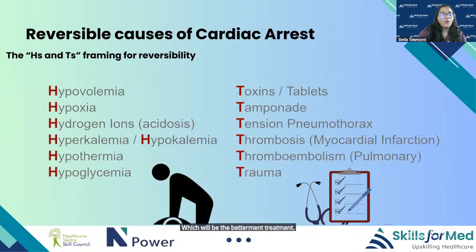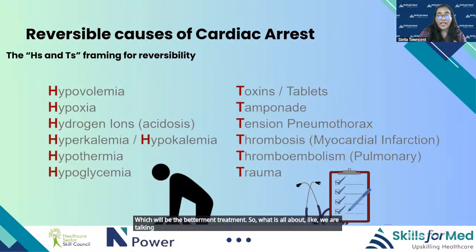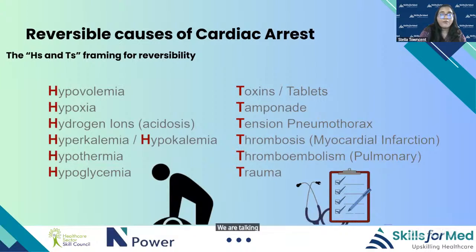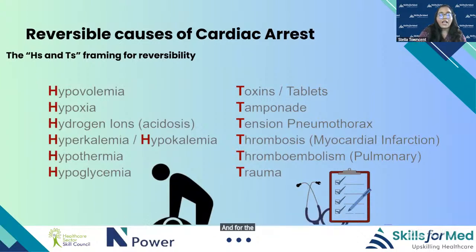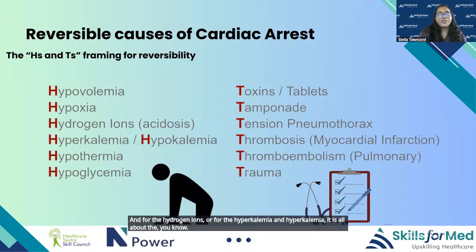So what is it all about? We are talking about the H's. We are talking about hypovolemia, where you will end up correcting it with patient fluid replacement. Hypoxia, you will focus on the oxygen saturation, either by ventilation or by administering oxygen. And for the hydrogen ions, or for hyperkalemia and hypokalemia, it is all about the electrolyte imbalance. You will be focusing on correcting the electrolyte imbalance.